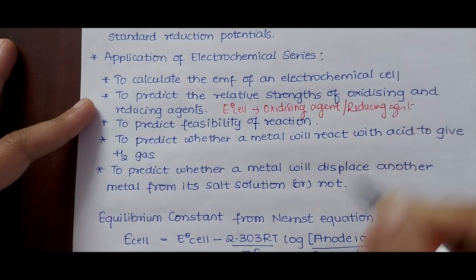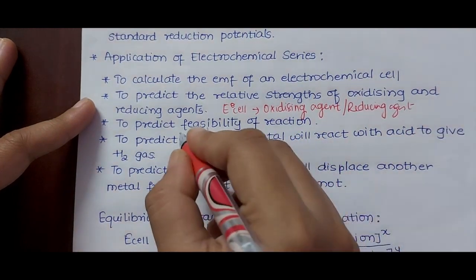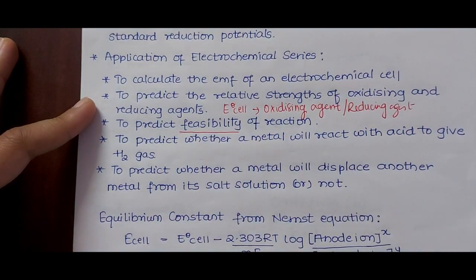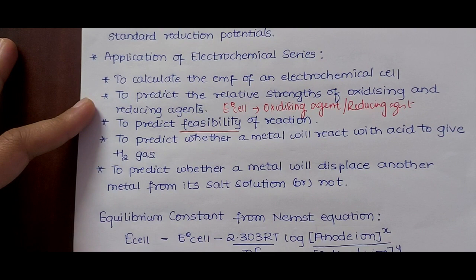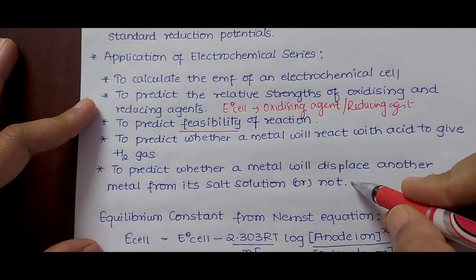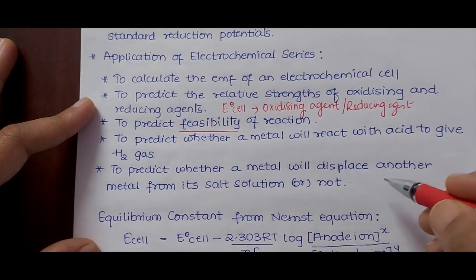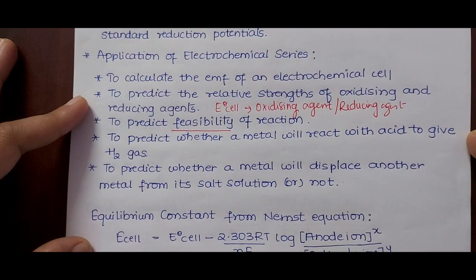And we can also predict the feasibility. Feasibility refers to the spontaneity of the reaction. We can also predict whether a metal will react with acid to give H2 gas, or whether a metal will displace another metal from its salt solution or not. So how can we predict it? That also we'll try to understand by referring to the electrochemical series.